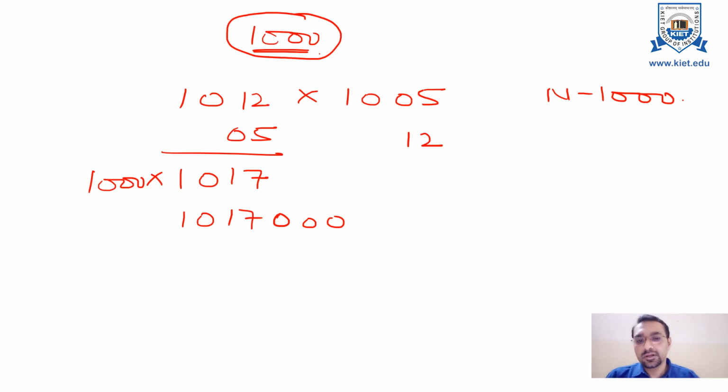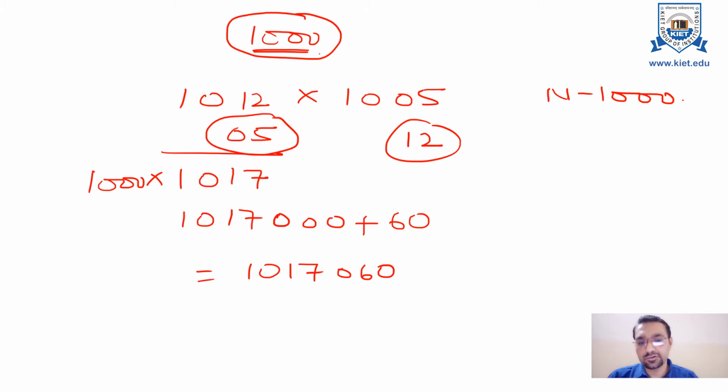Okay, now you have to take the product of these two numbers, 5 and 12. So 5 into 12 gave you 60, so add the 60, and your answer comes to be 101760. Okay, so this will be your answer.